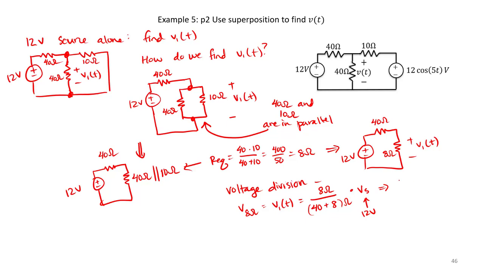So what does that give us? That gives us 8 divided by 48 times 12 volts, or 1/6 times 12 volts. So that means V1 of t is equal to 2 volts. That wasn't too bad, right? Notice how recognizing whether resistors are in series or parallel can really help simplify your circuits. Here, by recognizing the 10 ohm and 40 ohm resistors were in parallel to each other, we were able to more quickly and easily find V1.